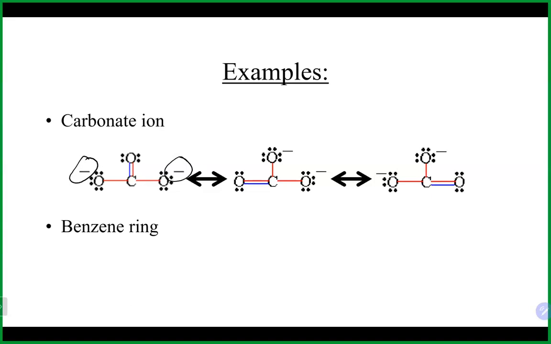Benzene is something that you might come across in organic chemistry. It's a 6-carbon molecule that has 3 double bonds. Everywhere there's a point, it's actually a carbon.